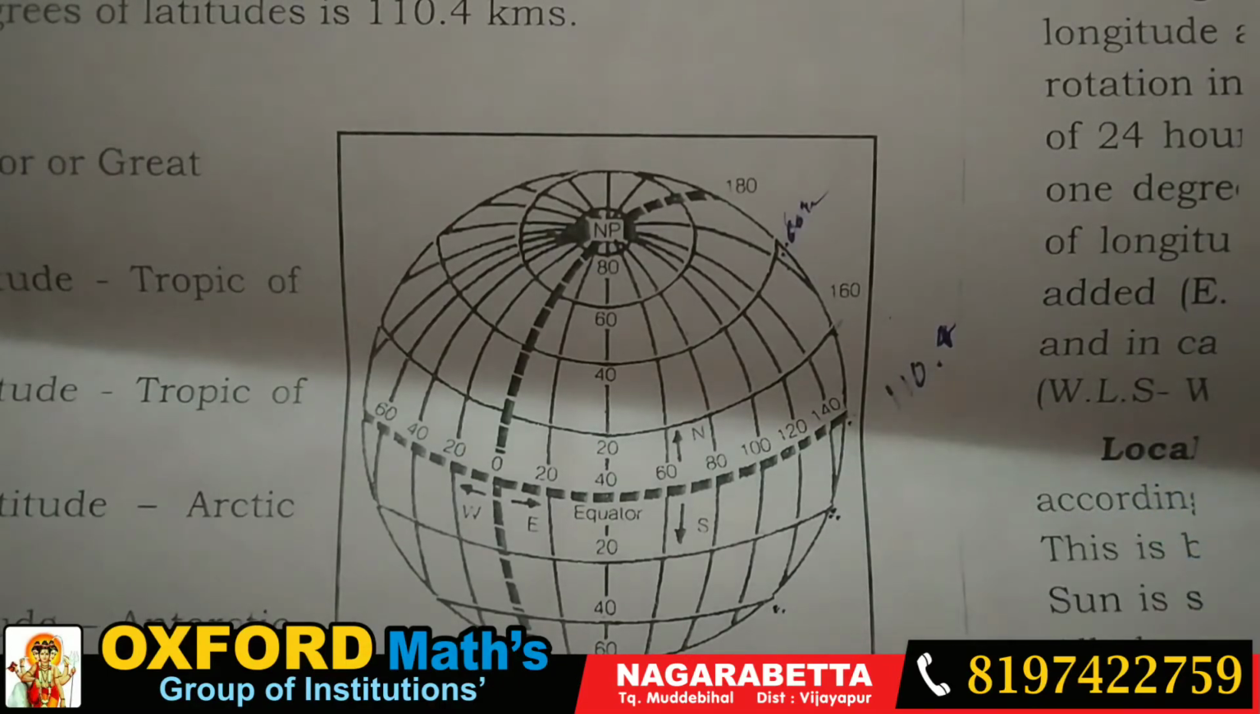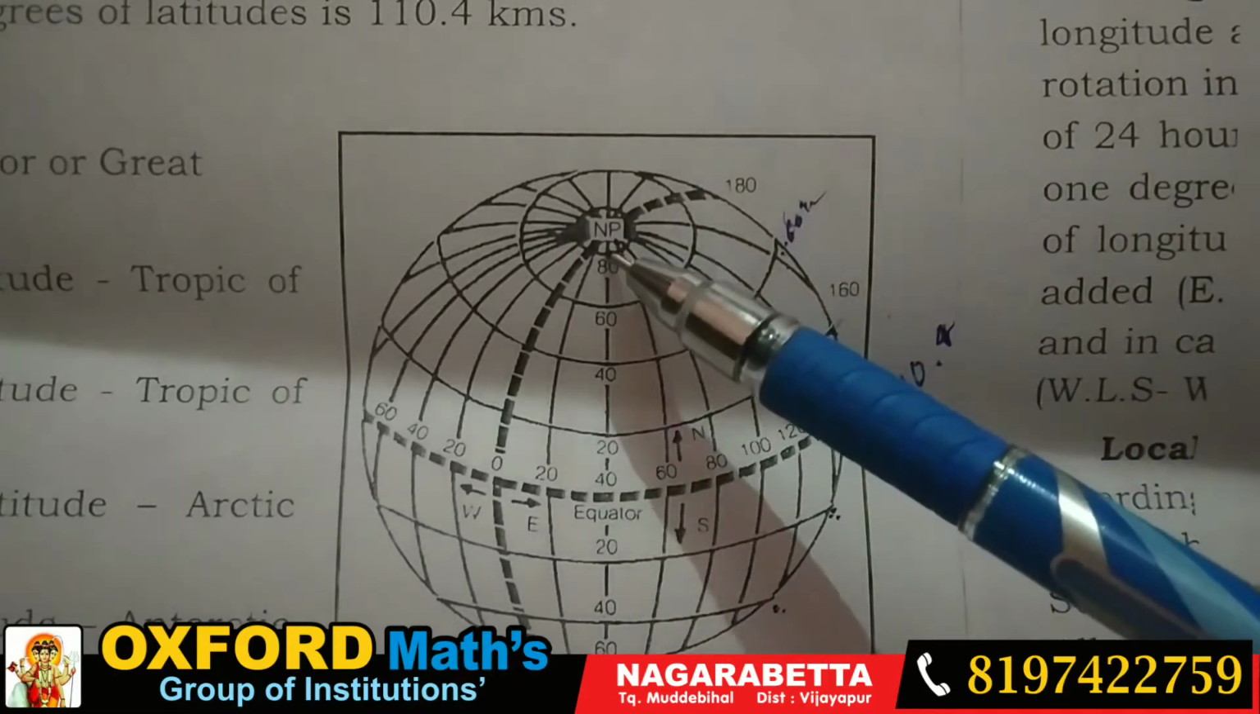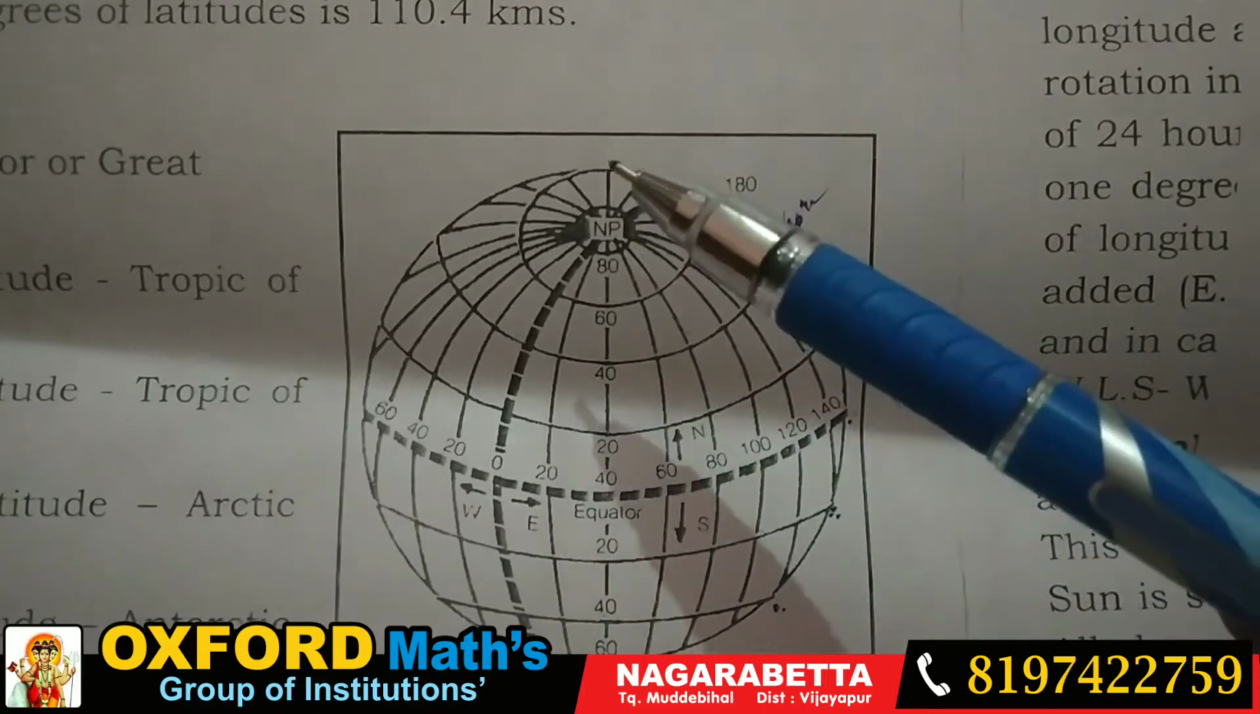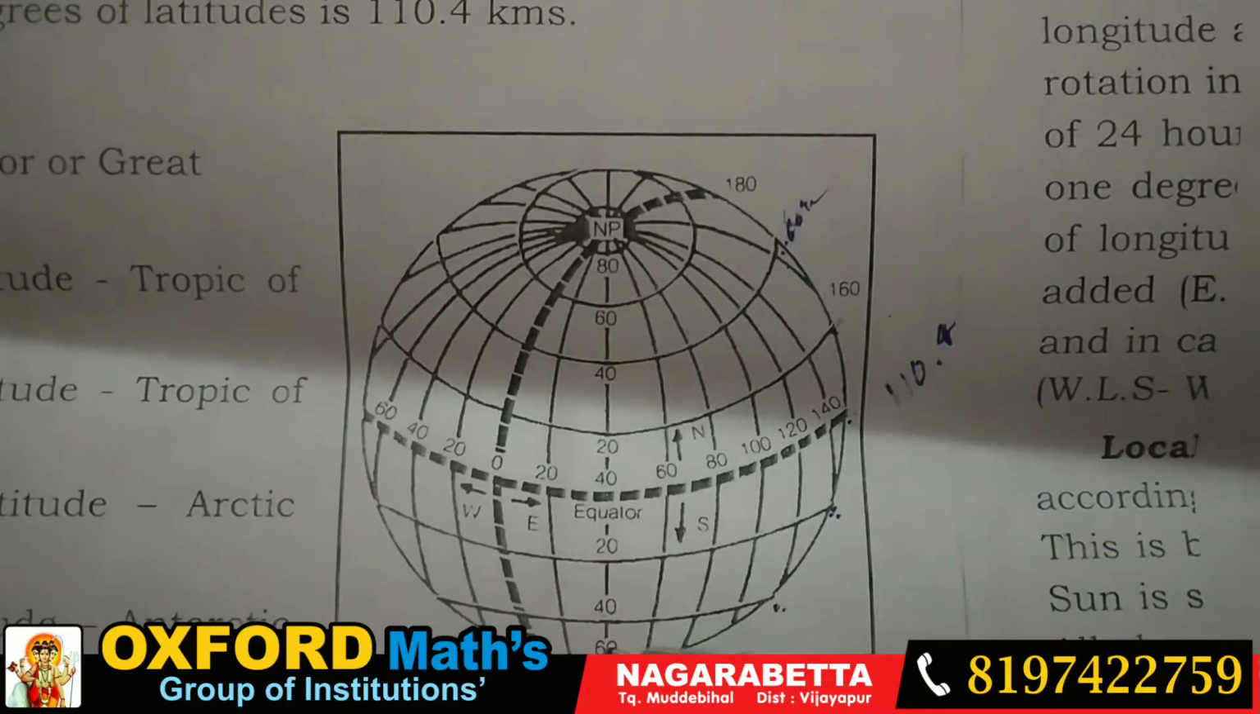Next we are going to study the longitudinal lines. These are drawn vertically from north to south or south to north. And what is the importance of these imaginary lines?